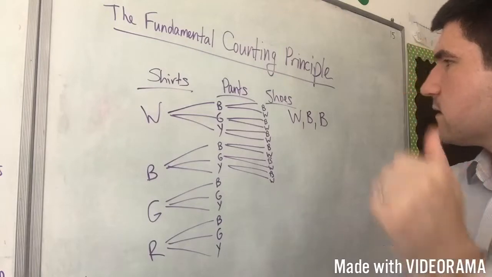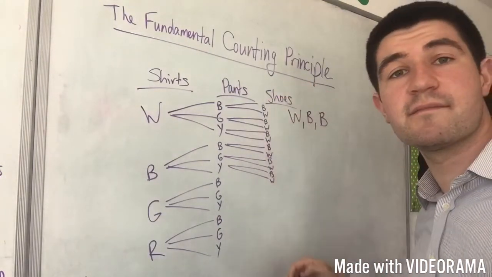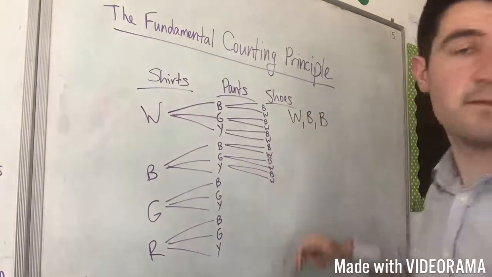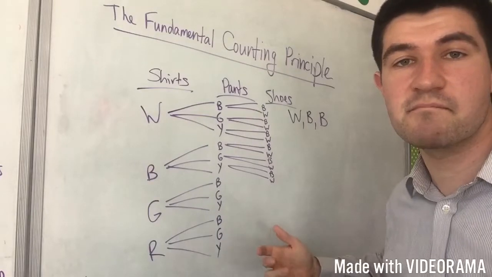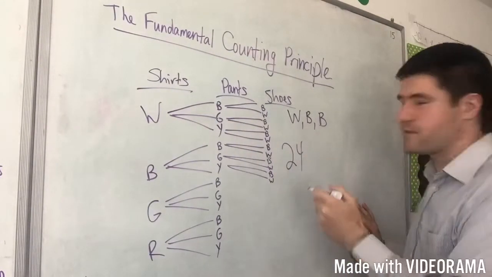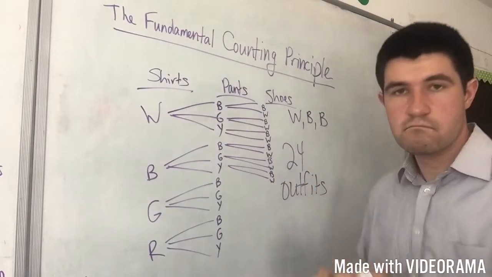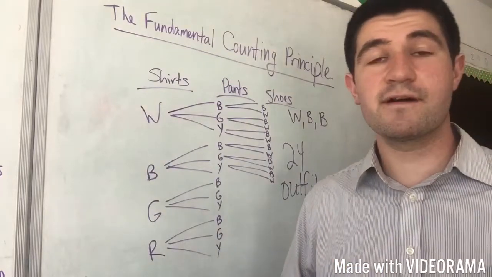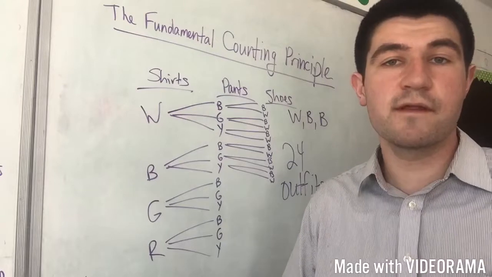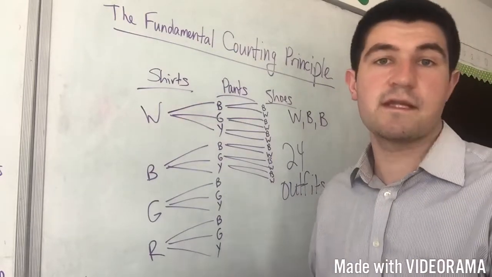So white, blue, black. And if I do this for all the different possibilities, which we won't write out, there's actually going to be 24 different possibilities. So 24 different outfits, which is pretty interesting. I might not want to wear them all because they might not all look good, but I could wear them. They're possibilities, right? I could possibly wear this many outfits based on this many clothes that I own.